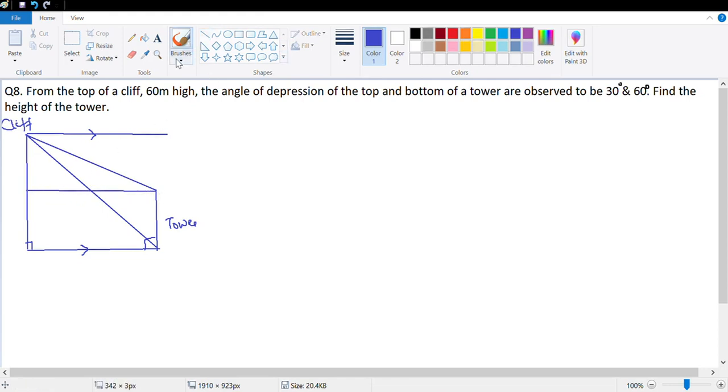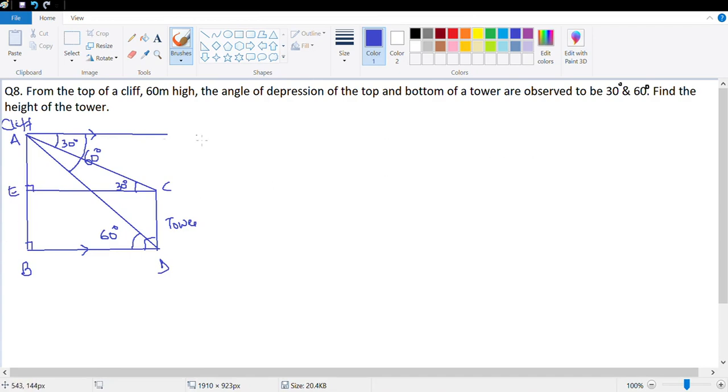Done. So let's look at the angles. This angle, which is the angle of depression of the top of a tower, is given equal to 30 degree. So this angle is 30 degree, and the angle of depression of the bottom of a tower, which is 60 degree, which means this angle is 60 degree. Let me give them some names. This is A, B, C, D. Let this point be E.